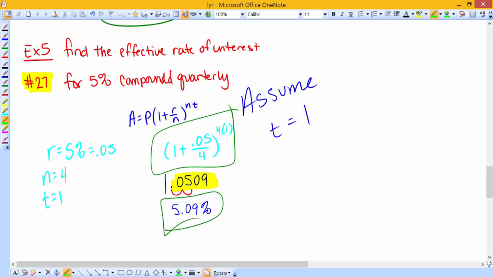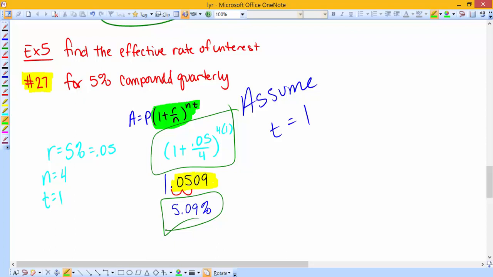So find the effective rate of interest. The effective rate of interest is using just this piece here. That's all you need to use. You don't need to know how much you're starting with. You don't need to know how much you're ending with. We're just looking for the actual percentage rate. So that's all of this right here.